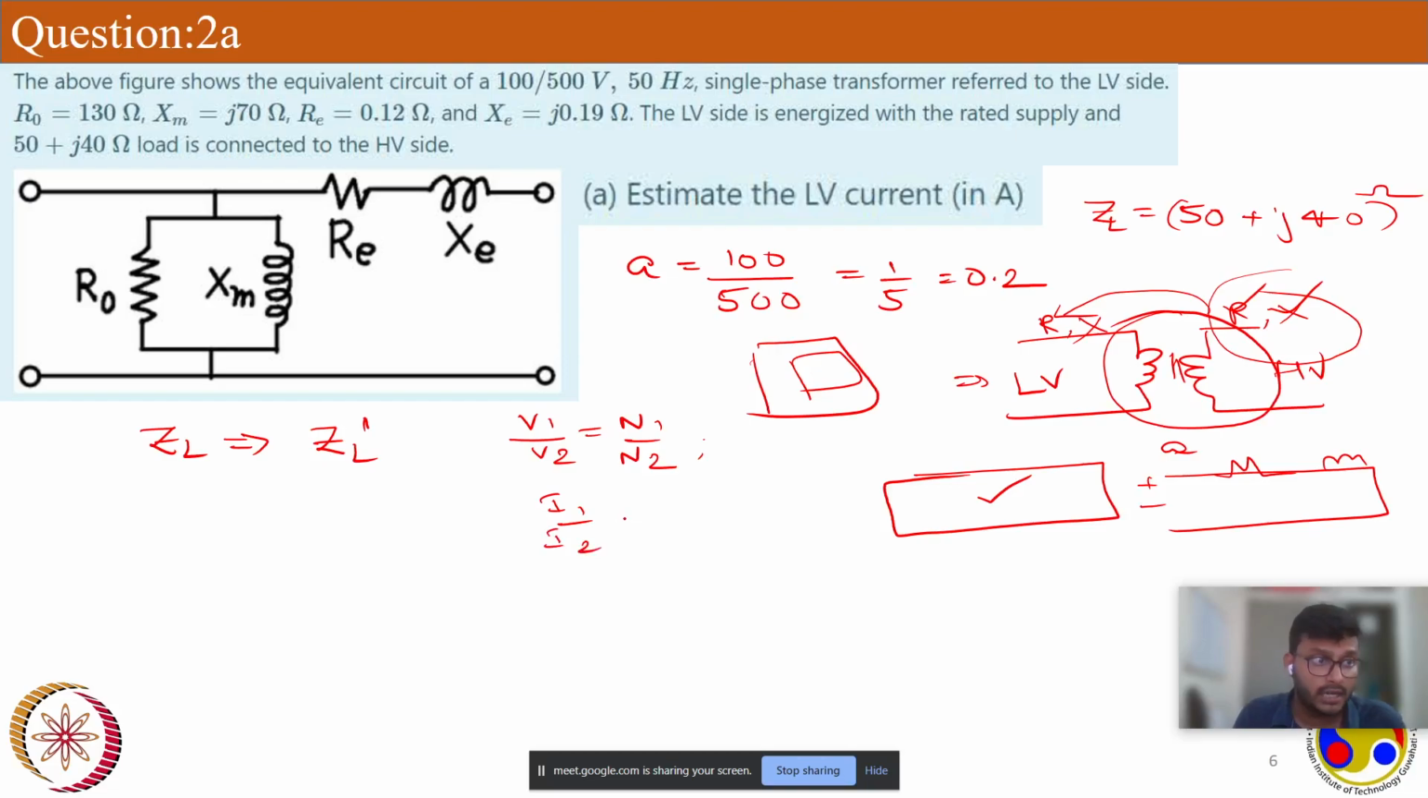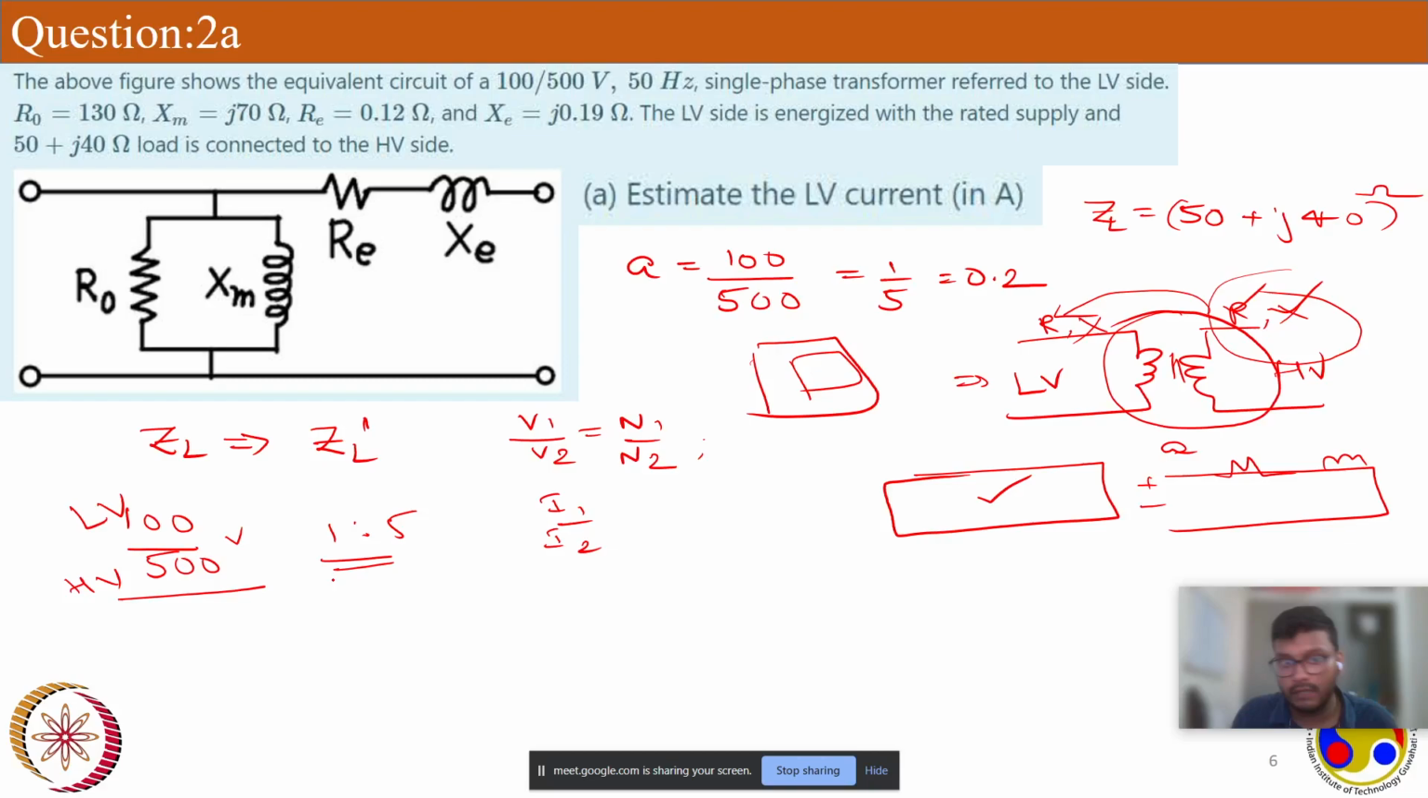RL dash divided by X. Yeah, turns ratio has been calculated. Sir, in the question it was given, right? The rating of the transformer is 100 by 500 volts. So it is nothing but the turns ratio. The LV side, this is LV, it is HV. LV is 100, and here it is directly the turns ratio. It is 1:5. So this is the turns ratio. A will be 0.2.